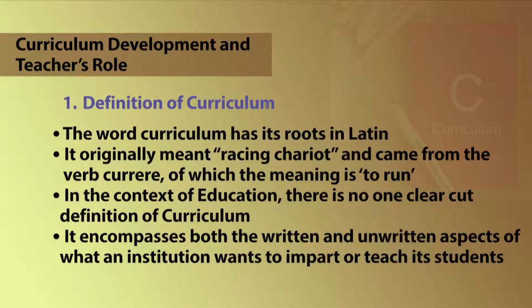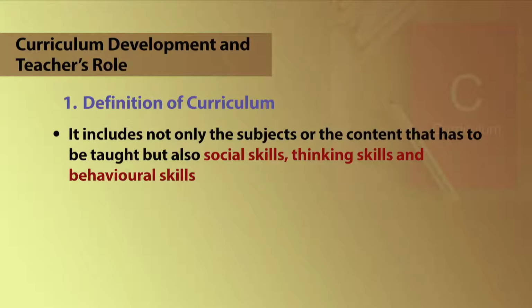First of all, curriculum. Curriculum is defined by many people and some definitions we will consider today. The word curriculum has its root in Latin. It originally meant racing chariot and came from the verb currere, of which the meaning is to run. In the context of education, there is no one clear definition of curriculum. It encompasses both the written and unwritten aspects of what an institution wants to impart or teach its students. Hence, it includes not only the subjects or the content that has to be taught, but also social skills, thinking skills and behavioral skills. Let us consider some definitions of curriculum.